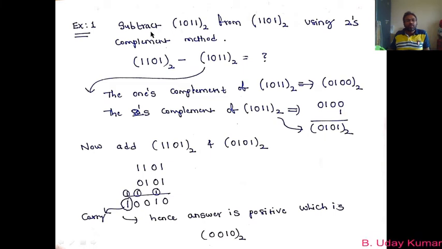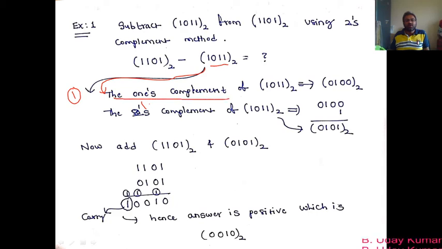What is the problem given here? You have to subtract 1011 from 1101, right? That means 1101 to the base 2 minus 1011 to the base 2. This is the answer that we have to find. Now what are the steps that we have to follow? You already know this. What is the first step? Whatever the binary number that we are subtracting, we have to write its ones complement. So this is the first step.